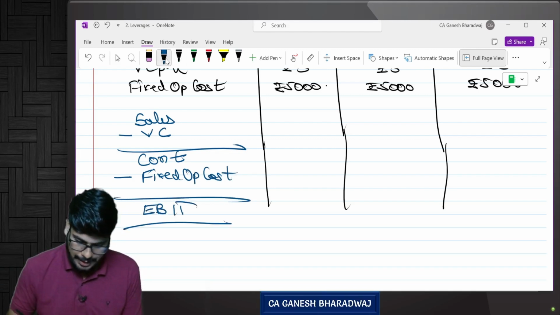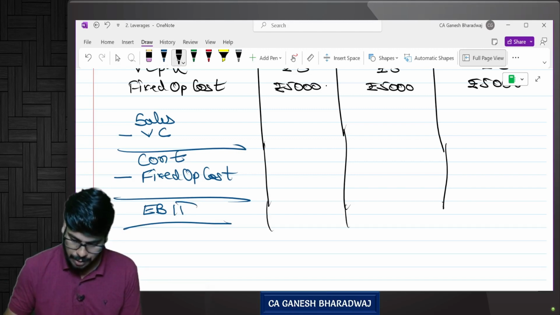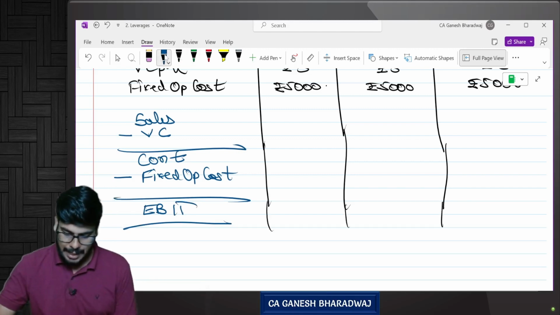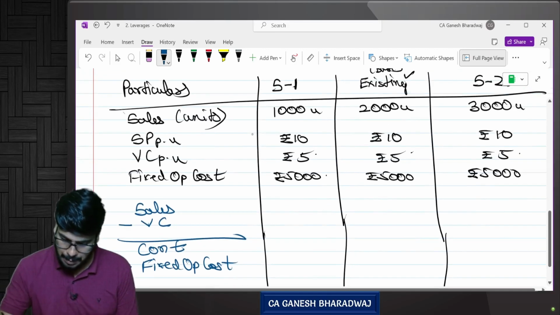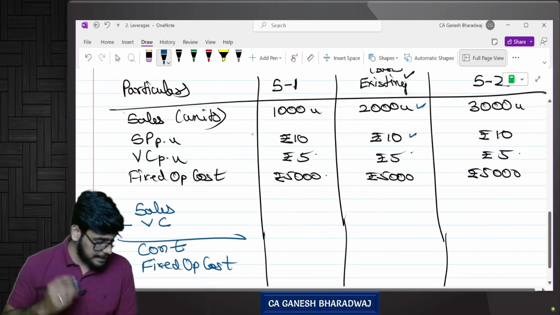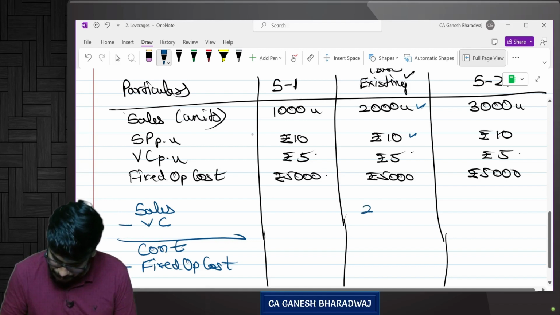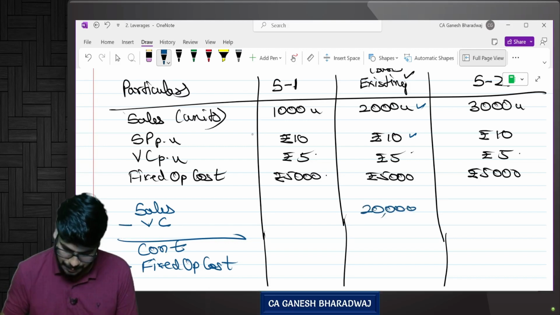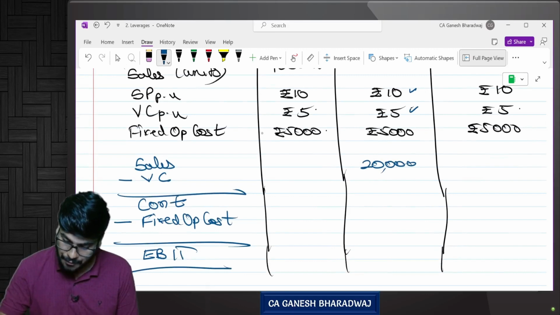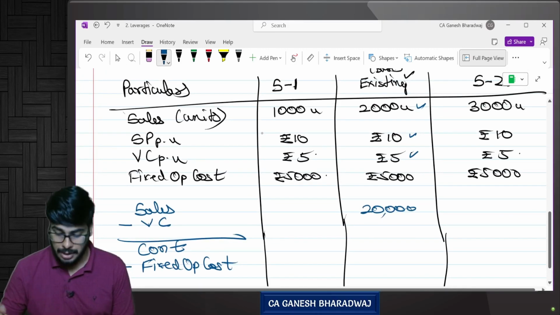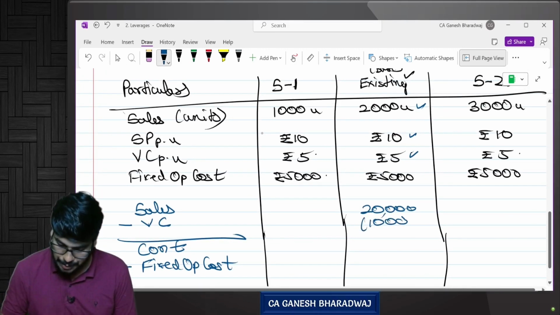Now, let's calculate the figures for each of the scenarios. In the existing scenario, what is the sales value? Simple, 2000 units into 10. How much is that going to be? 20,000 rupees, correct? Yes. What will be the variable cost? 5 rupees per unit into 2000. How much is that? 10,000 rupees, right?